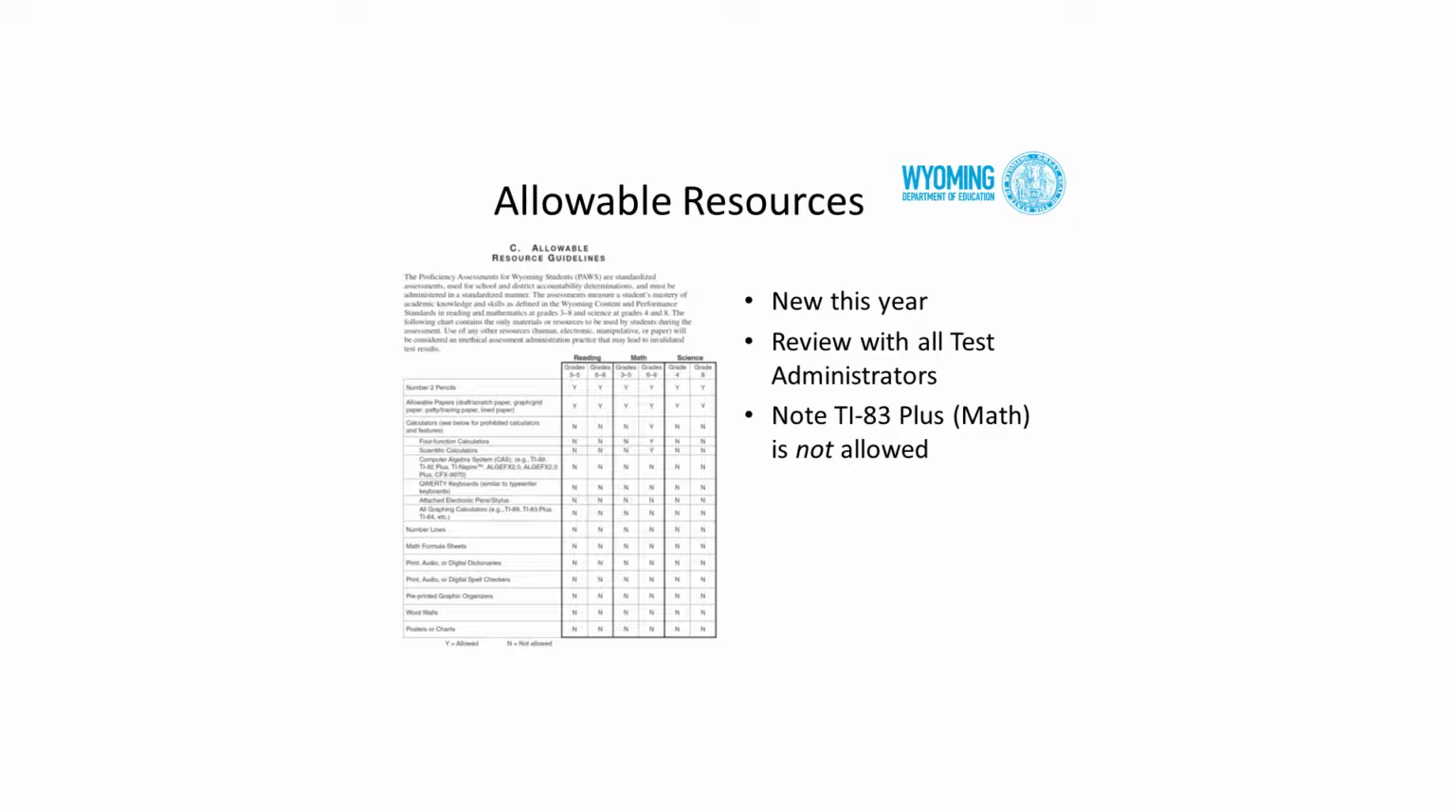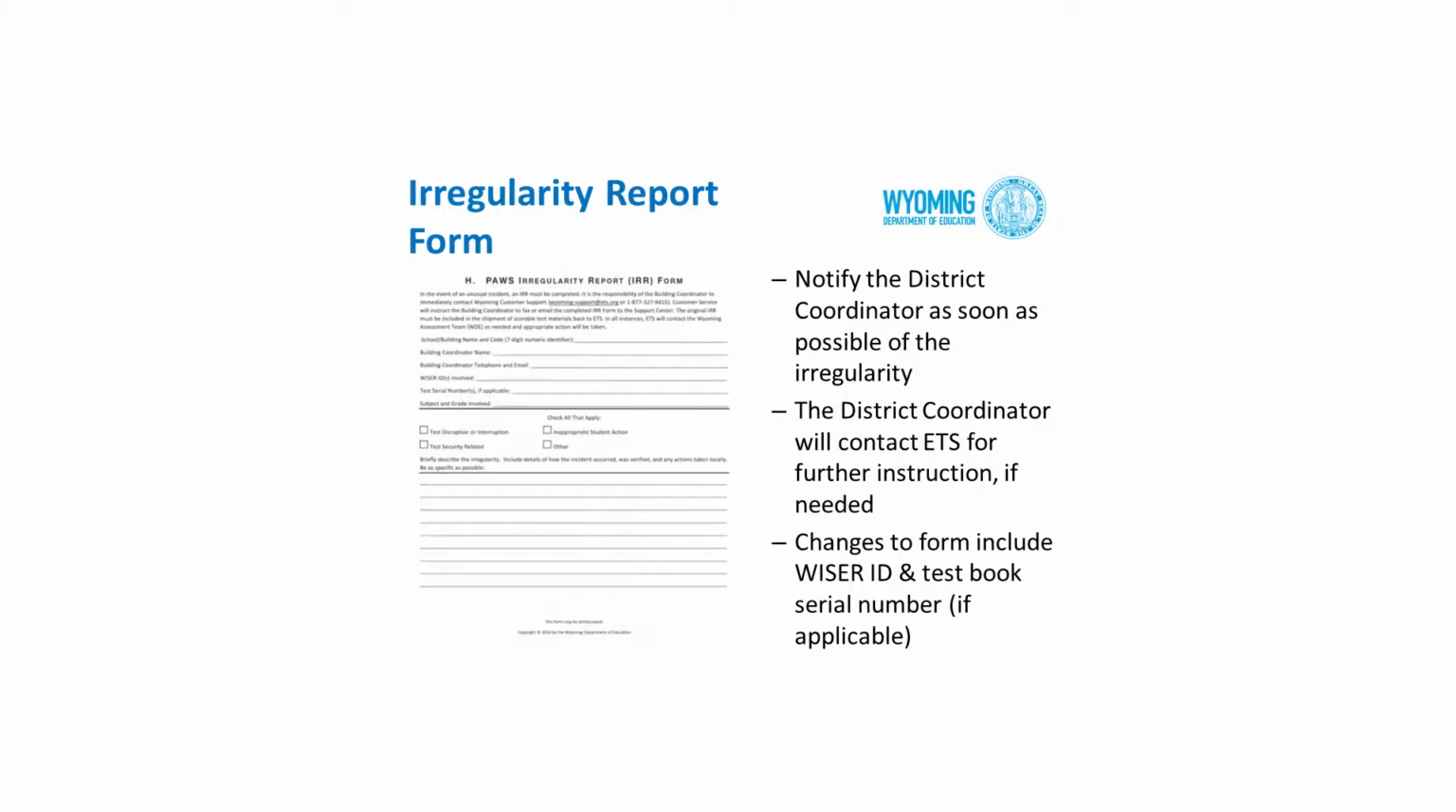We made a few minor changes on this form. Also gave it a back page. So it is now a 2-page document. On the front side is IRR, and on the back, new this year, is summary not tested. Okay? So on the front, all that we really changed was adding WISER ID and test serial number.